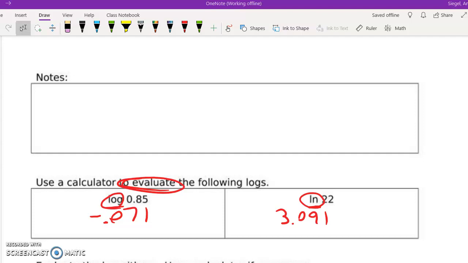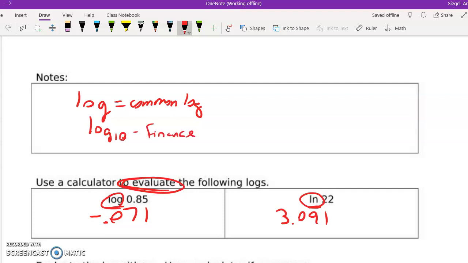So let's just talk about what LOG is. That's called the common log. And it is log base 10. So this is used a lot of times in finance and things like that. So they were using it so often, this base 10, that they just called it a common log. And so when you see that, that's actually what you're using, log base 10 for the LOG. So the 10 is always implied.